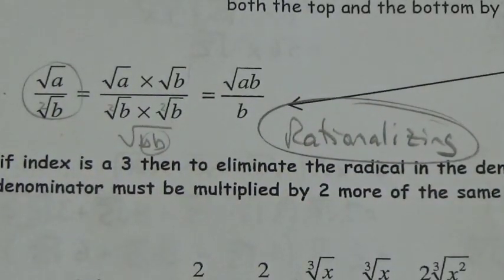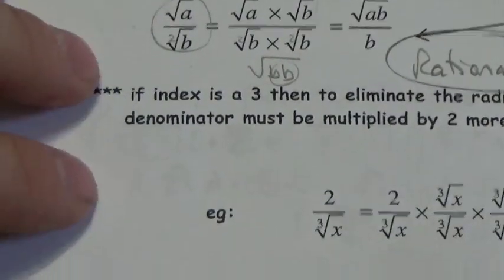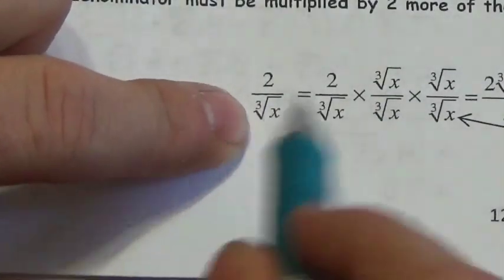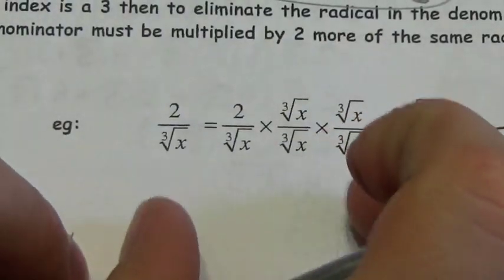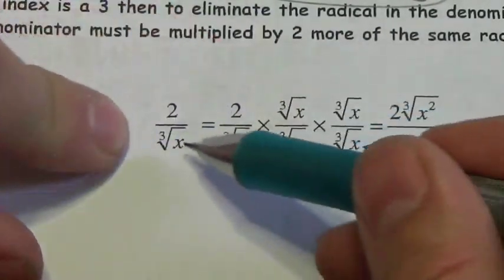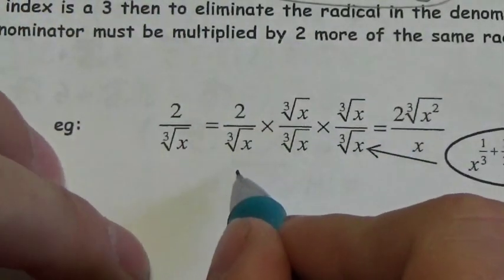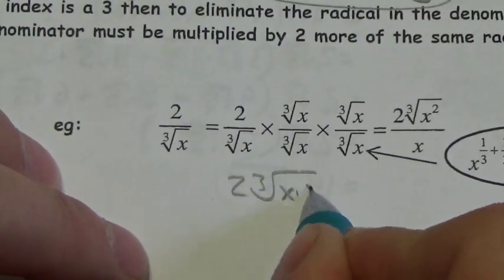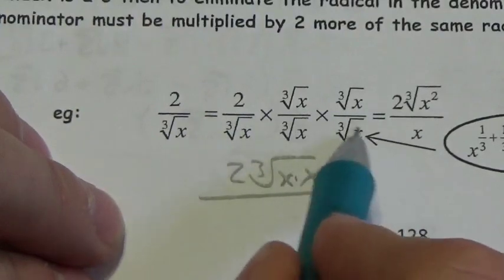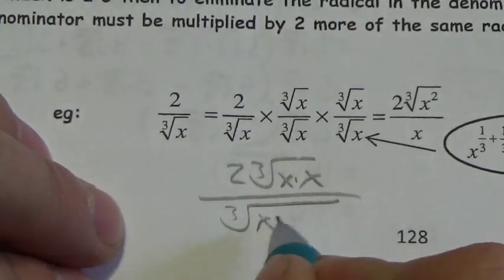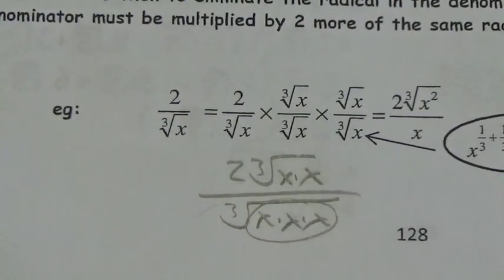Now, this gets a little bit more difficult if the root index is 3, because if you want to get rid of a cube root, bear in mind that it needs to be the cube root, and there needs to be 3 x's in there. So what we end up needing to do to get rid of that cube root of x is you have to do this twice. So up in the numerator, you've got this 2 cube root of x times x. But in the denominator, because there was one in the original question, when I do this twice, I end up with the cube root of x times x times x. There's a group of 3 there that pop out. And that's how that works.